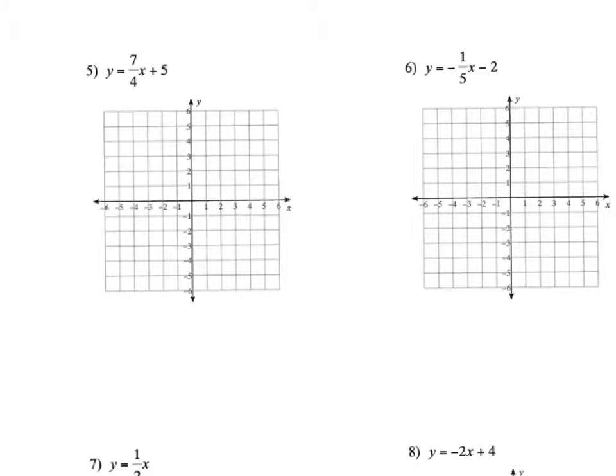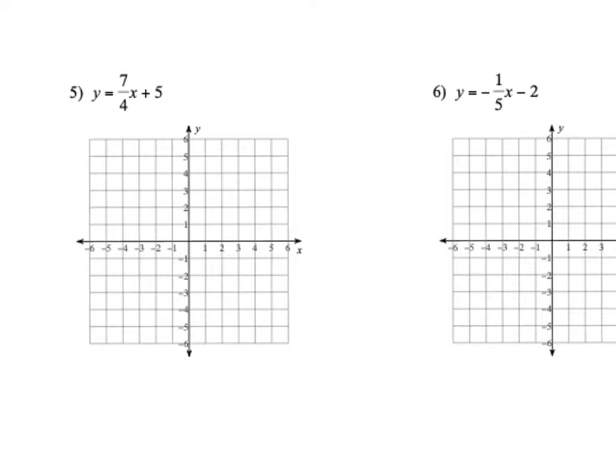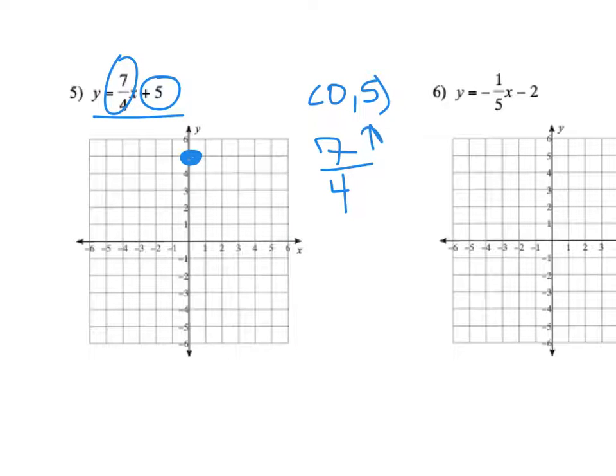Okay, we're going to wrap up with a few more. Number 5, we have y equals 7 over 4x plus 5. Our b is 0, 5. That's our y-intercept where we begin. Now our slope is 7 over 4. Our number in front of x is our slope. So we're going to go up 7, right 4.